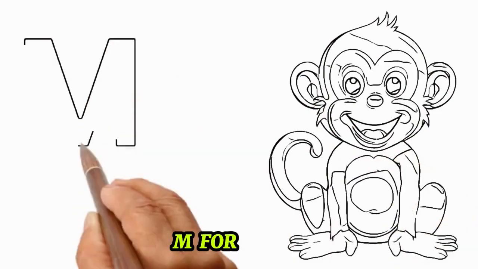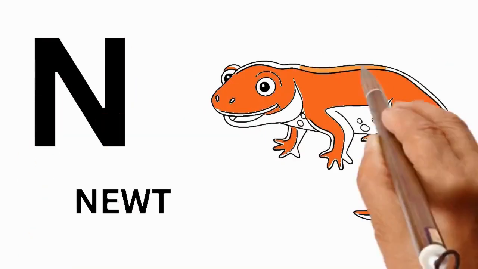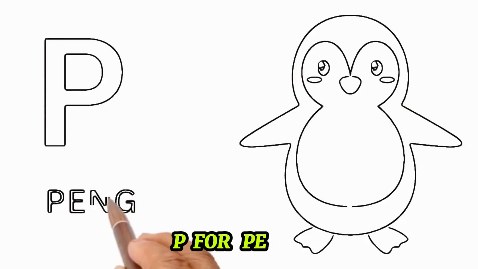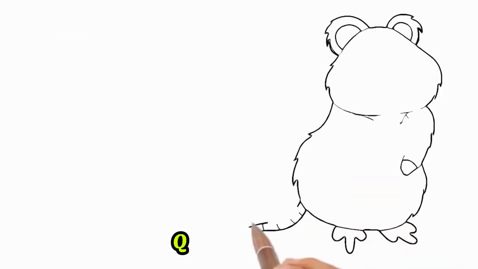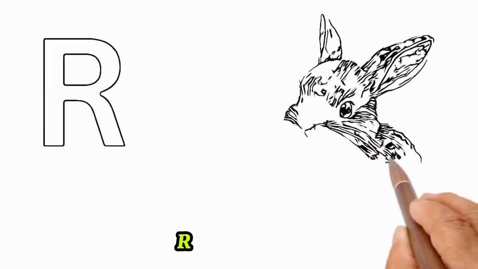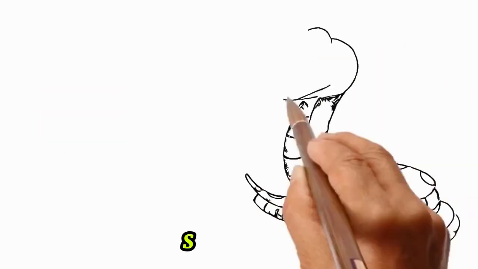M for monkey. N for newt. O for owl. P for penguin. Q for quokka. R for rabbit. S for snake.